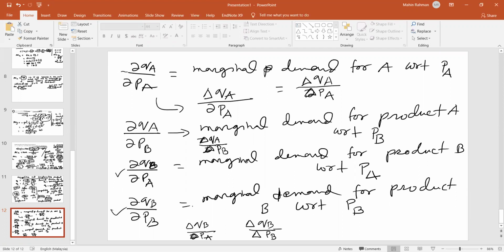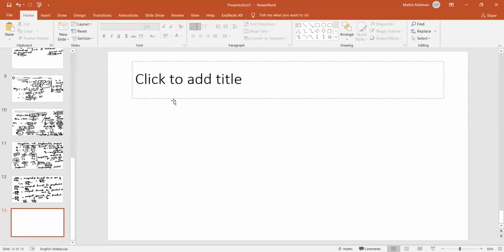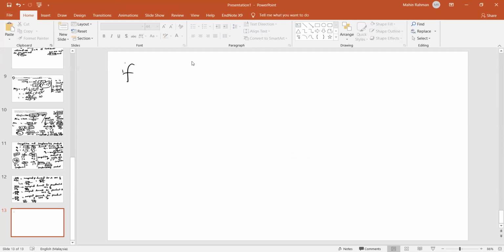So when you calculate the marginal demand for product A and B with respect to price of product A and B, the sign of this marginal demand will determine whether products A and B are competitive or complementary. For example, if delta QA by delta PB, both of them, are positive, what does this mean?